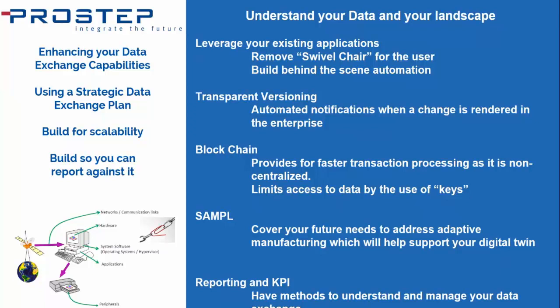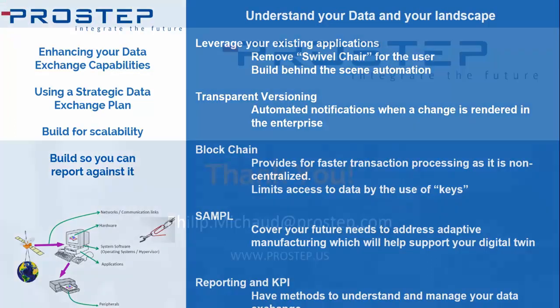So, leverage your existing applications. Using transparent versioning can help. Blockchain and SAMPLE are two strategies that can help you qualify your IP protection model, and then be able to report against it.